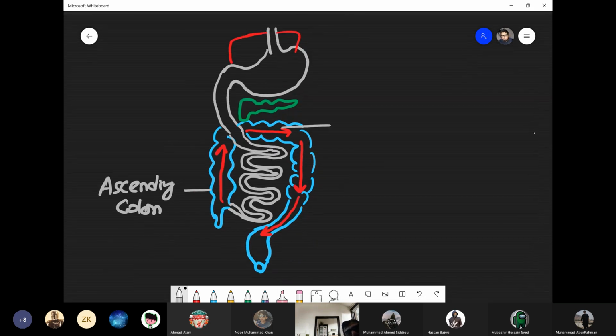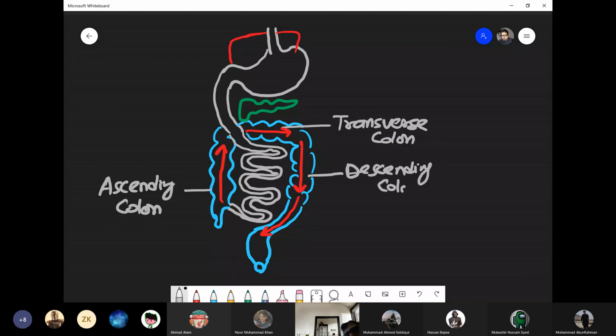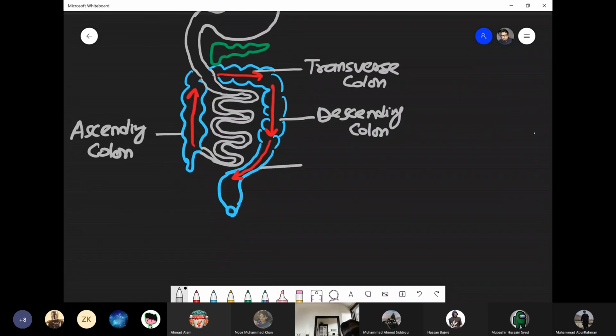This over here is called the transverse colon. This is the descending colon, and this over here is the sigmoid colon, and this is the rectum.